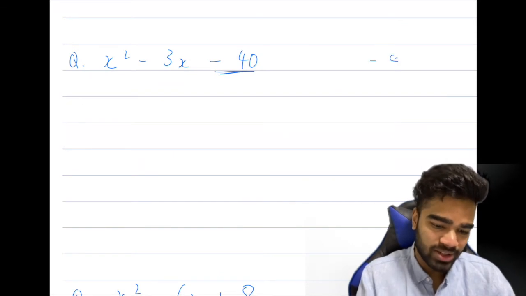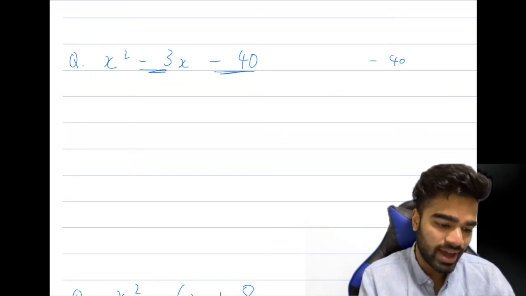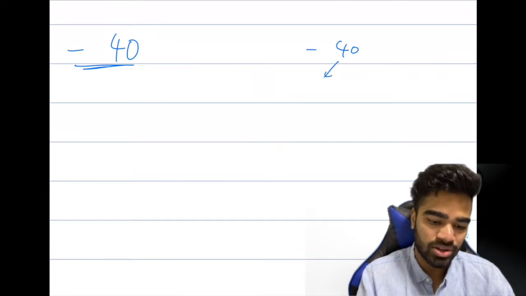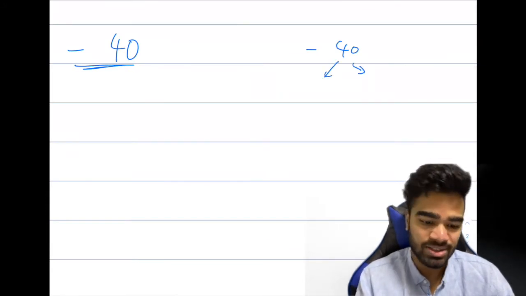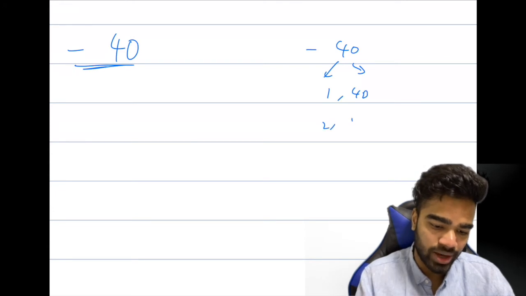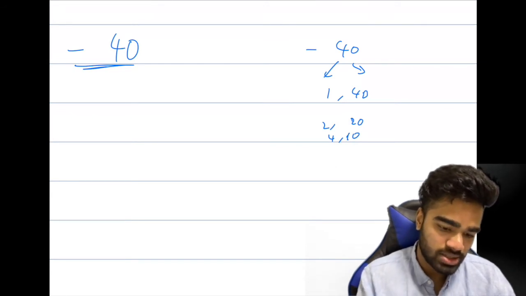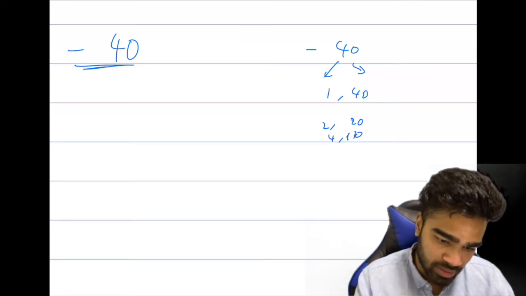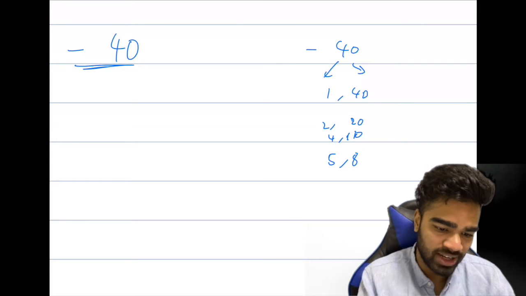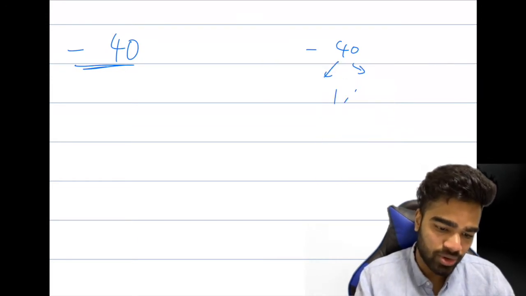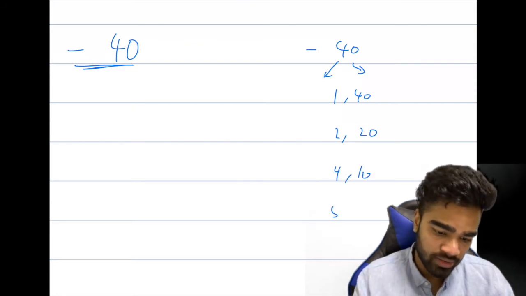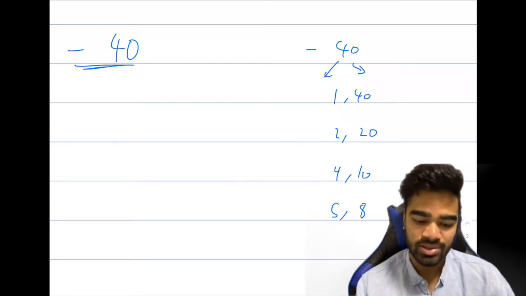Negative 40. Write it on the side. We need factors of negative 40 that add to negative 3. If you don't know straight away, the best tactic is just to write down every single factor. So 1 and 40, 2 and 20, 3, nope, 4 and 10, 5 and 8. Hang on, this is really messy. Let me just quickly write it again. So 1 and 40, 2 and 20, 4 and 10, 5 and 8. Okay, so these are all your factors.